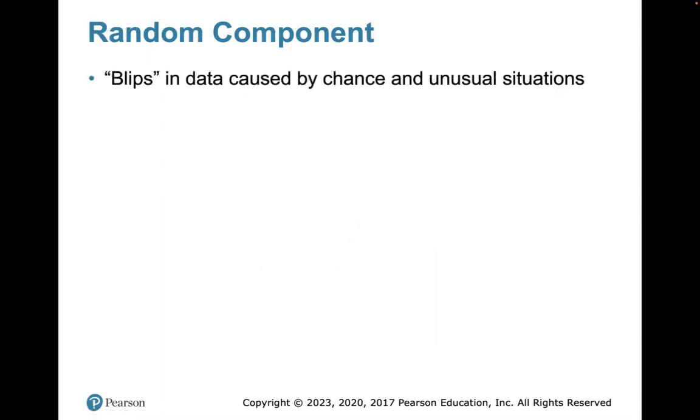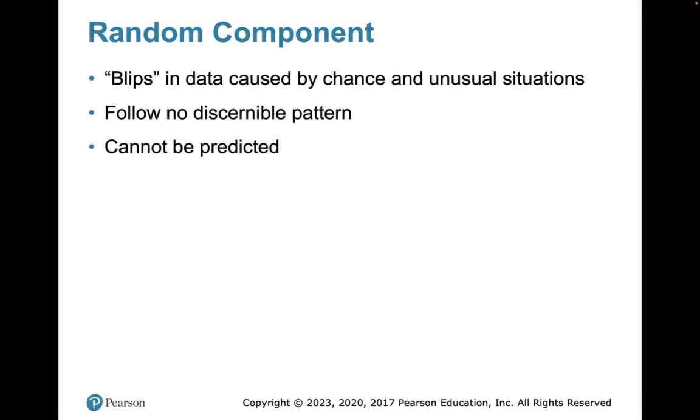And we also mentioned the random component. Think of it as a blip or a one-off. Of course, COVID was quite an example of a random variation. Most importantly, when it comes to random, it's just the idea that it's really not predictable. There's no pattern to be expected.